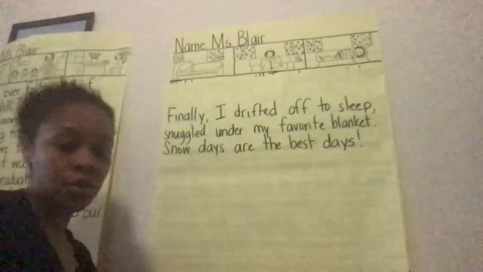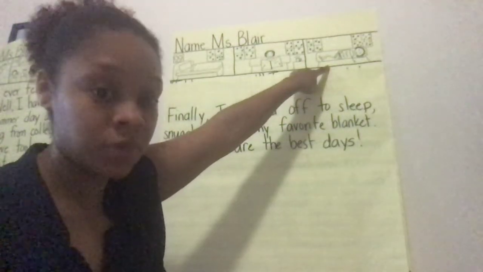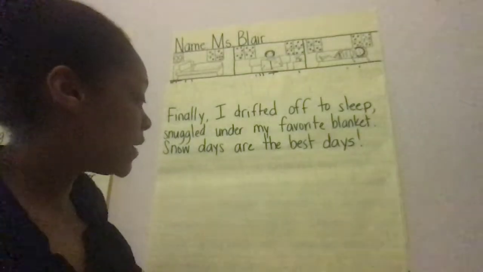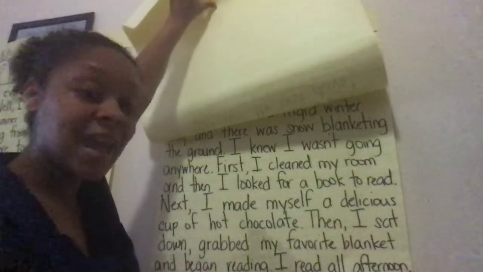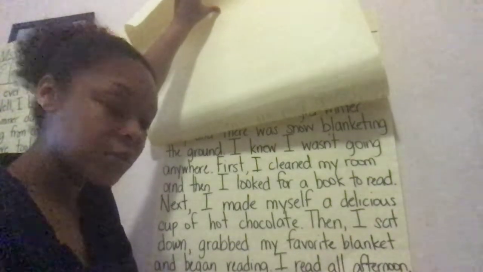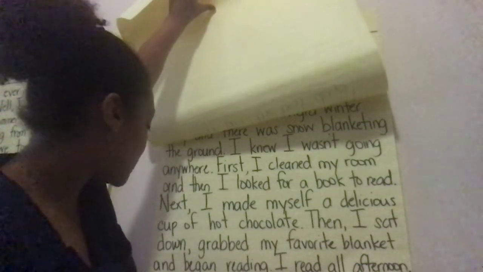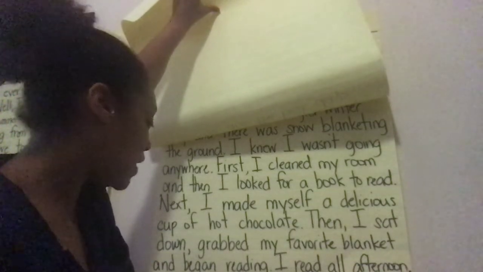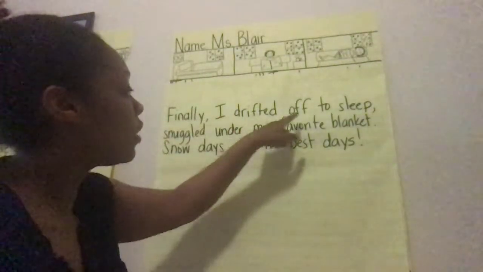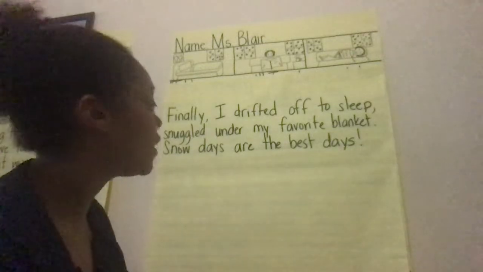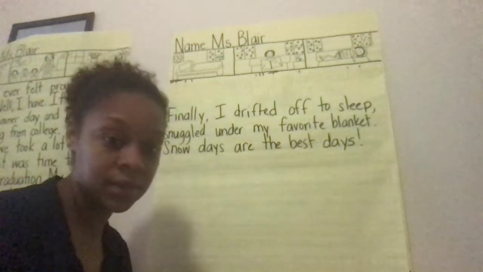So today, let me just go over what I did today. Today, I drew what happened at the end of my story. Then after I drew what happened at the end of my story, then I wrote about my main event and I wrote about the end of my story. So here's what I wrote today. Next, I made myself a delicious cup of hot chocolate. Then I sat down, grabbed my favorite blanket, and began reading. I read all afternoon. Finally, I drifted off to sleep, snuggled under my favorite blanket. Snow days are the best days.